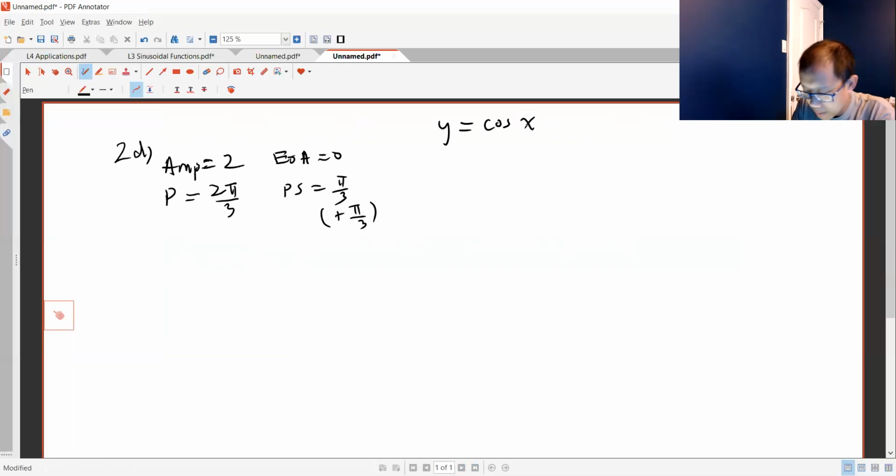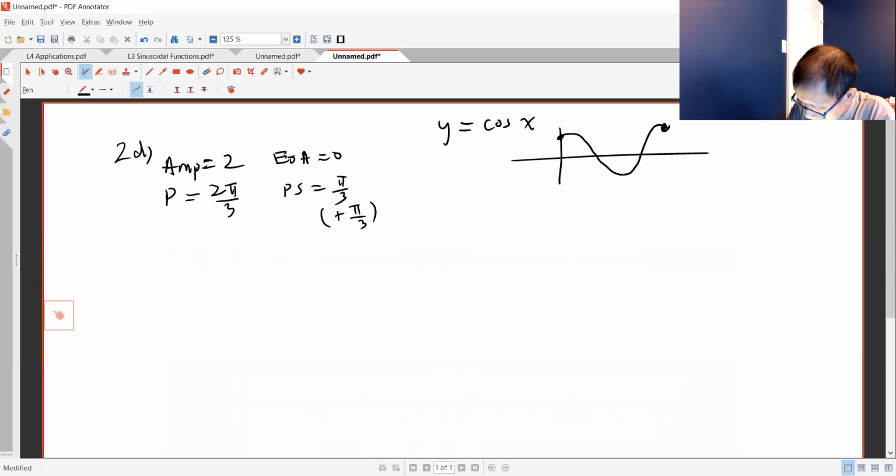So what do we want to do? Well, cosine graph, really quickly as a sketch, looks something like that. Starts at a maximum, goes down to the x-intercept, goes to minimum, goes back up to x-intercept, and goes back to the maximum. Again, I would do a sketch for this one. And that means plus pi over 3. So in English, this means left at pi over 3.